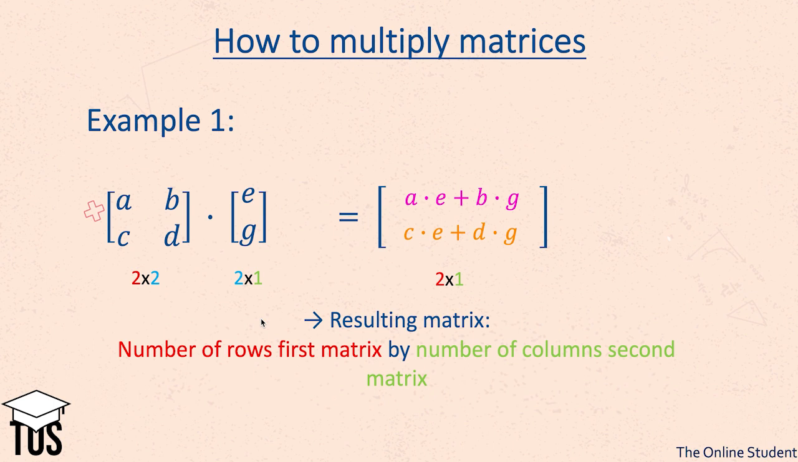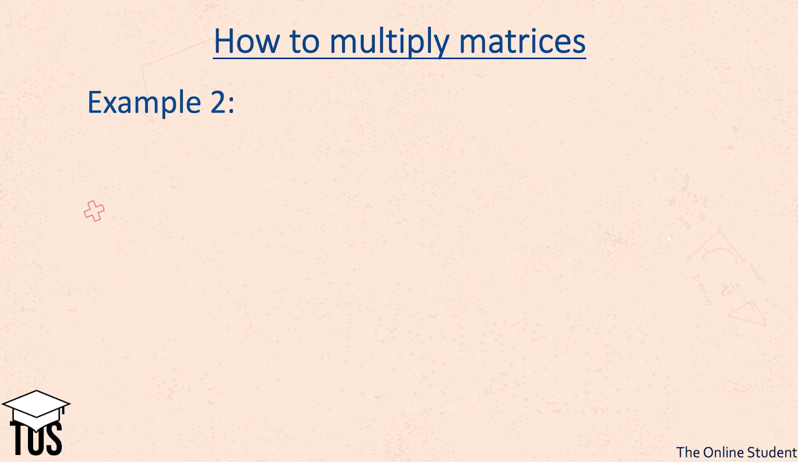When we are multiplying matrices, the resulting matrix will always have the same number of rows as the first matrix and the same number of columns as the second matrix. Okay, let's take a look at another example.